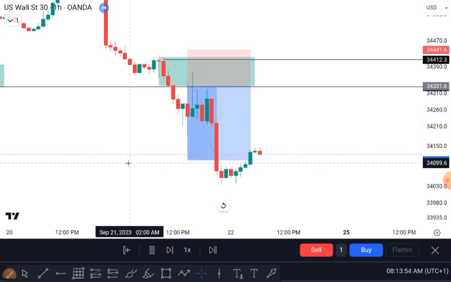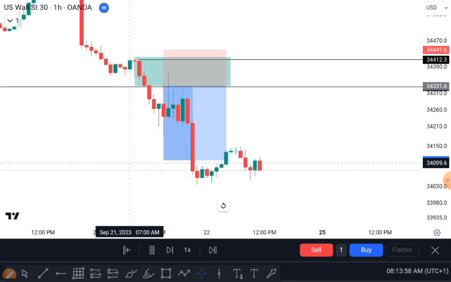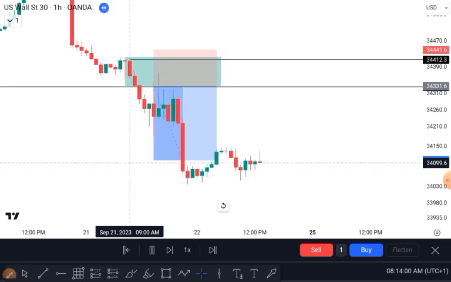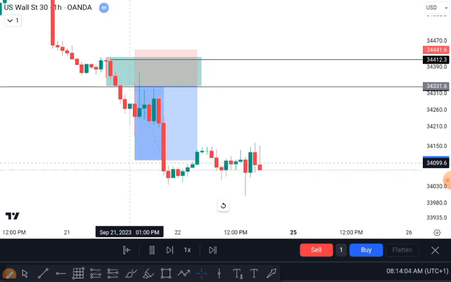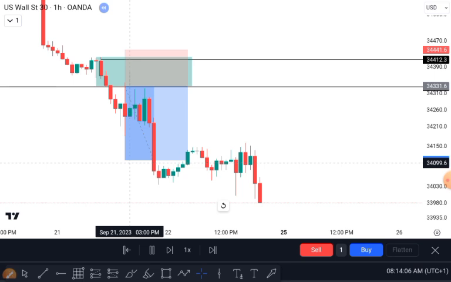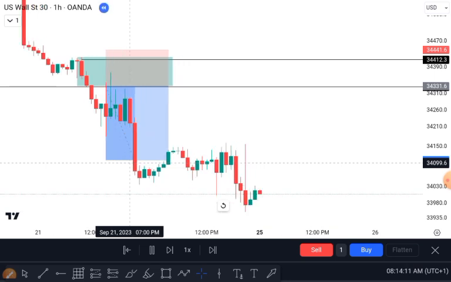Okay, the breaker block strategy is a very simple one. So apply this in your trading, or make sure you watch this video again and again until you understand it very well. Apply it in your trading and you are sure to begin to make consistent profits in the long run.